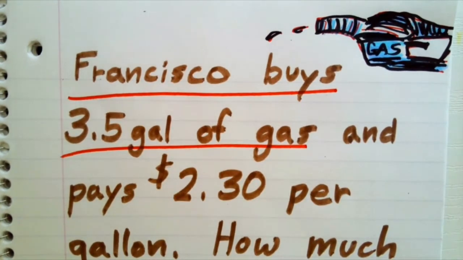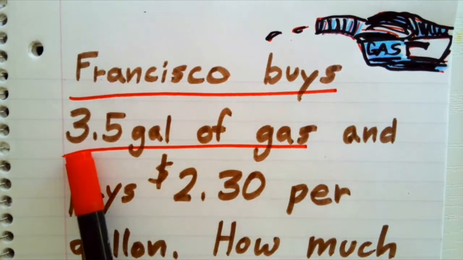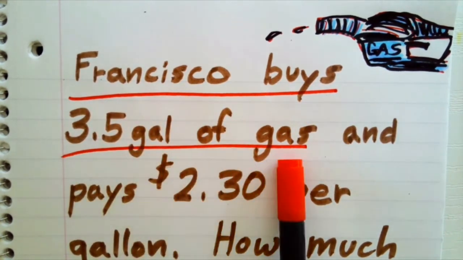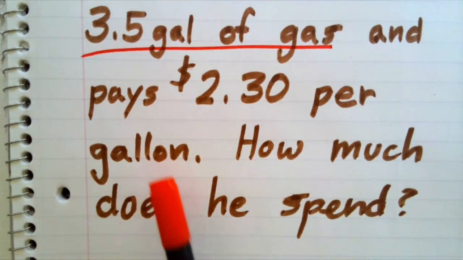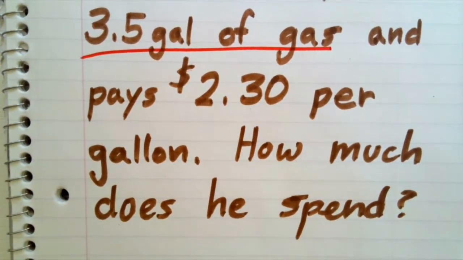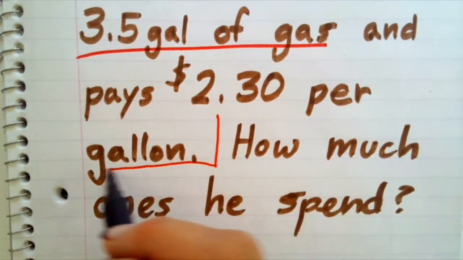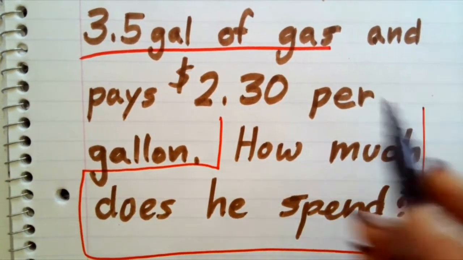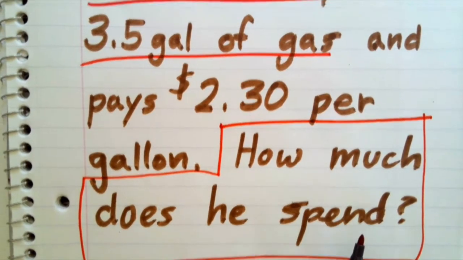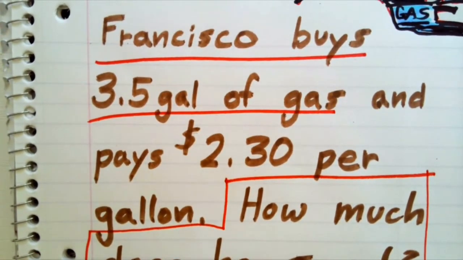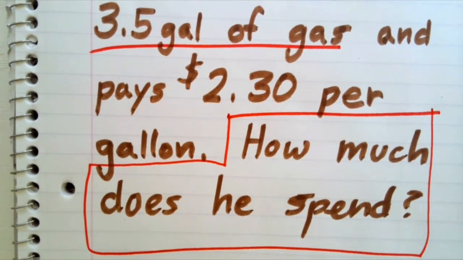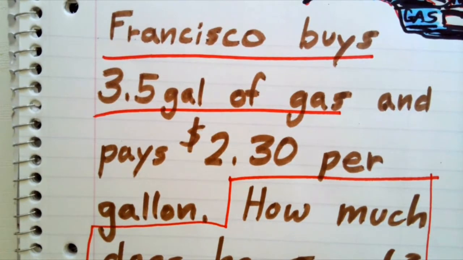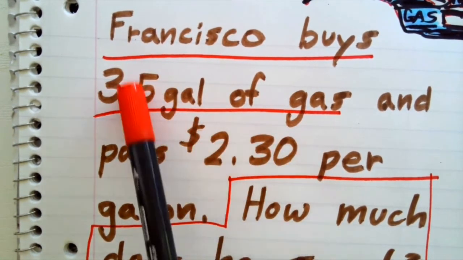So we know he is buying gas, but what is the problem asking us to figure out? Francisco buys 3 5/10 gallon of gas and pays $2.30 per gallon. How much does he spend? The question at the end is asking how much he is spending. What information do we need to find out how much he is spending? And what math are we going to need to do? Looking carefully, we see two different amounts.